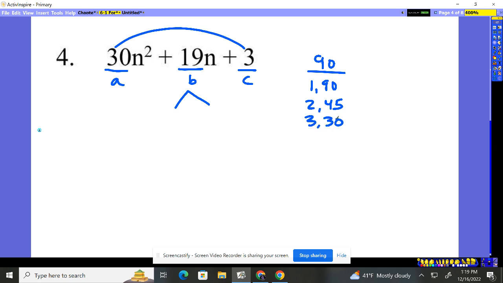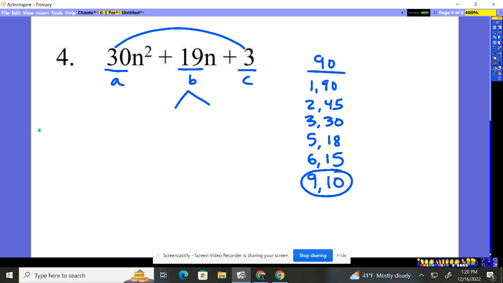4 does not go into it. 5 goes into it how many times? 18 times. Almost there. 6 times 15. Ooh, almost. Not quite. And finally, we have 9 times 10, which is what we're going to break it down to. So we're going to break it down into a 9 and a 10 because added together gives me 19.